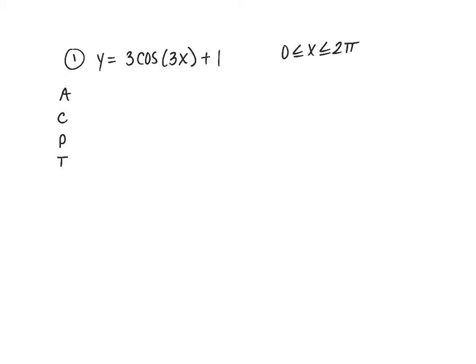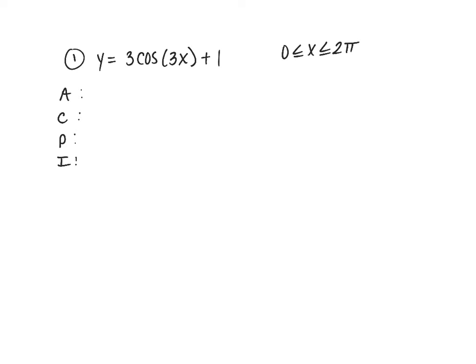Okay, so example number 1 we'll say is y equals 3 cos 3x plus 1. Again, over the interval from 0 to 2 pi. So take a minute and find your A, your C, your P, and your I, and then hit resume when you're ready for the answer.